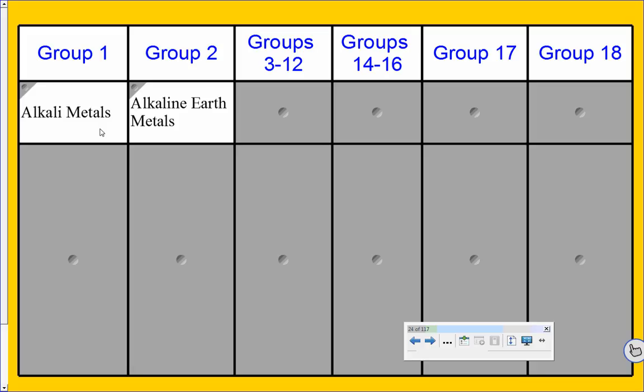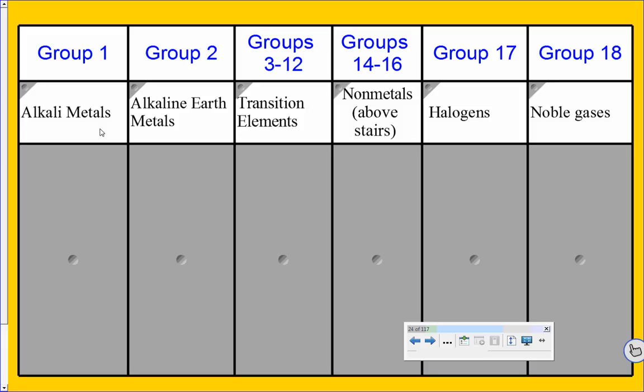Group 1 and Group 2, Group 17 and 18 are specifically our most representative groups, being they're extremely predictable. Group 16 kind of falls under this as well. But the groups that we actually talk about by name are Group 1 and Group 2. Group 1 are the alkali metals, Group 2 are the alkaline earth metals. Group 17 are the halogens, Group 18 are the noble gases.